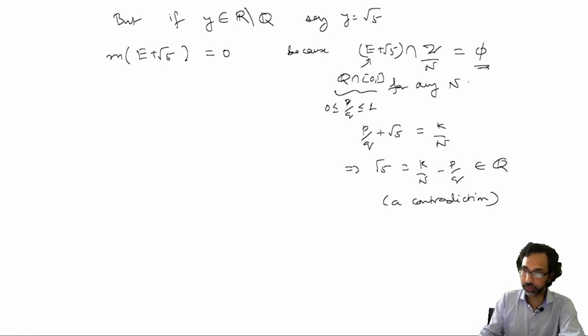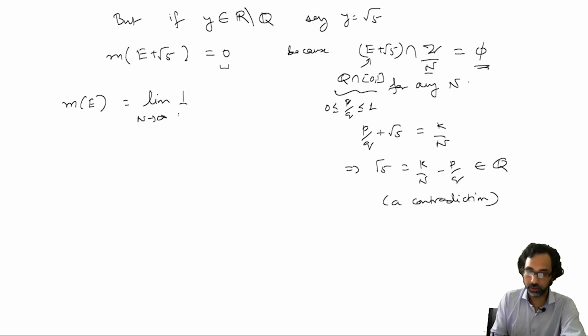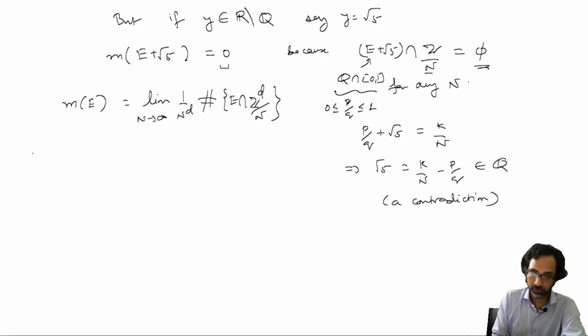This set is empty for any n, and so the count is 0, and so in the limit you will get 0. Therefore, if we try to define our measure of E for an arbitrary subset using the limit formula, then this fails the translation invariance property.